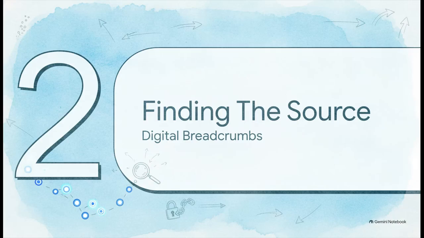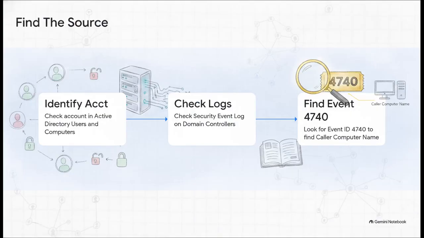Section 2. Finding the source. Following the digital breadcrumbs. To find the source, you need a very strict order of operations. First up, identify the locked account in Active Directory Users and Computers, or ADUC. Here, you really want to confirm the exact username and the precise lockout time. Once you've got that, step 2 is to check the security event log, specifically on your domain controllers, because, well, that's where the lockout was processed. And then comes step 3, the absolute golden ticket. Find event ID 4740. This signifies a user account was locked out.